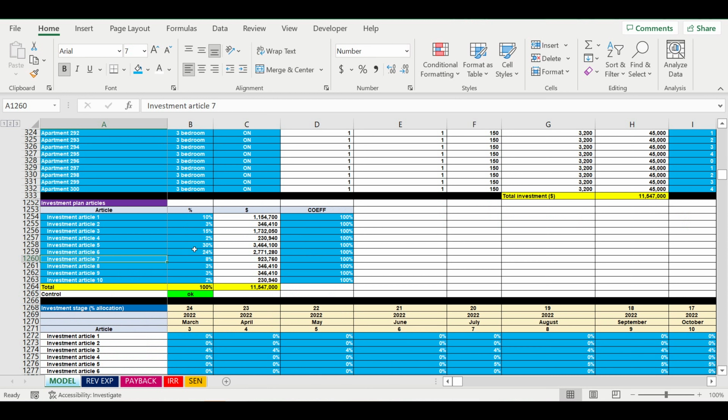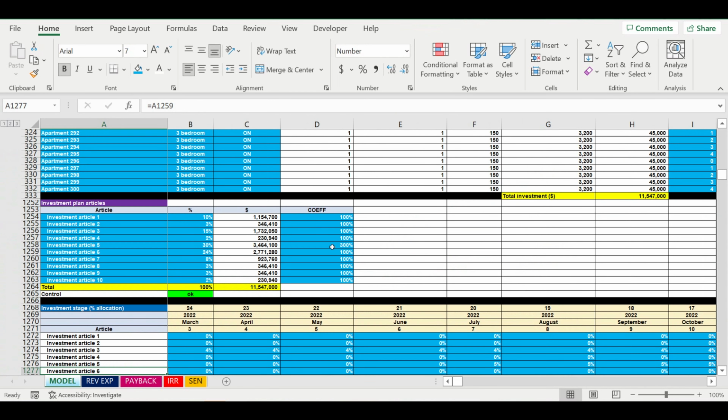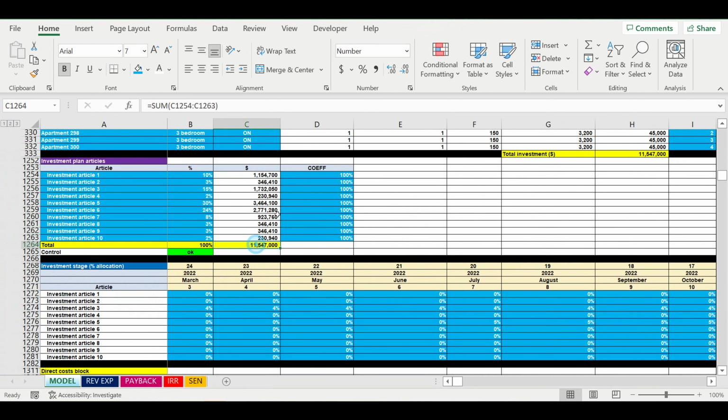This is a very convenient feature when you have to create a scenario where the expenses for this or that article will rapidly grow. So for example, this article will stay the same, but the investment for this article will grow 3 times. What will happen with financial efficiency, for example? This is very important when you create numerous scenarios. So playing with this number is very important. So we allocated this investment plan among the articles.